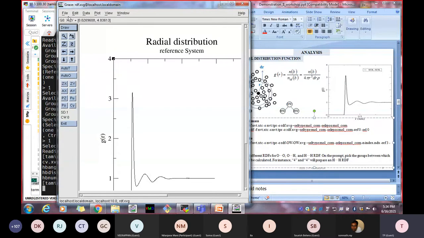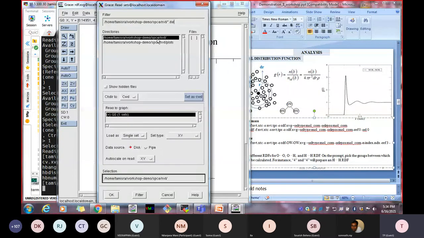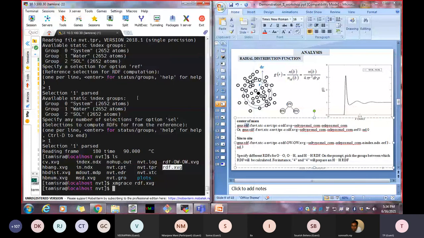You can see here by Xmgrace. So if you are quite familiar with Xmgrace, then it's not a problem. Xmgrace is otherwise very simple. You can just go here and import your data here, wherever the file systems are, you can just import your data here and you can plot it. So this is the RDF for the center of mass.